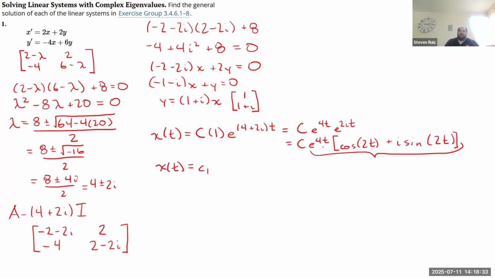The real part is going to be e to the 4t times cosine 2t. So C1 e to the 4t cosine 2t. What's the imaginary part going to be? So plus C2 times the imaginary part. So C2 e to the 4t sine 2t.